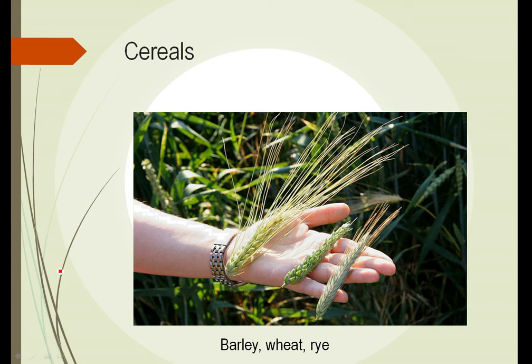The most common grasses that humans use are the cereals: barley, wheat, and rye. Corn can also kind of be included in that cereal group. And here we see barley, wheat, and rye. Notice that they're seed heads that combine multiple seeds in the same structure, varying sizes of seeds. Wheat is the most commonly used cereal grain in the U.S.